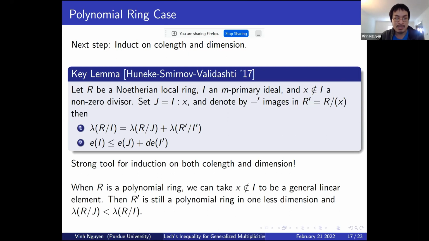And in the special case where R is a polynomial ring, we can take X to be a general linear element, then R prime is still a polynomial ring, but now in one less dimension, and the colength of J drops. I just want to remark that this lemma is true for any Noetherian local ring, but it's particularly useful when R is a polynomial ring.